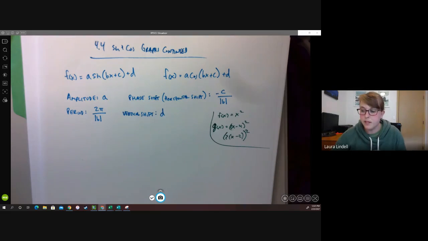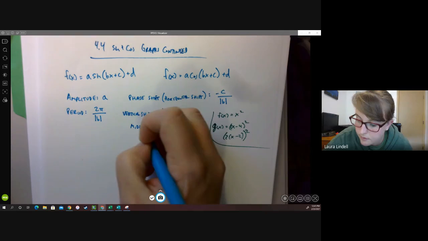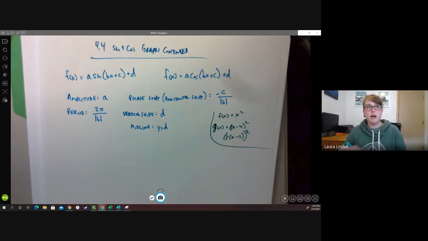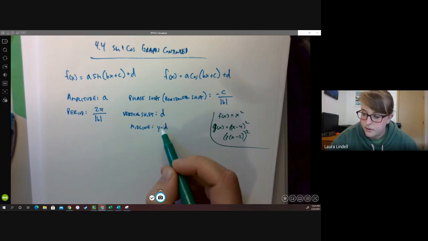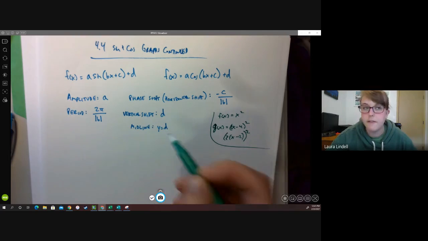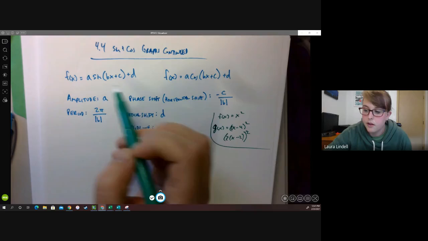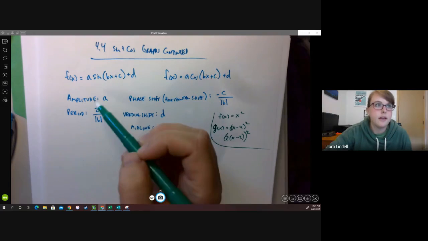And then the equation of the midline is just y equals d. So if you were trying to plot the midline like on Desmos or on your TI-84, you would just put in y equals whatever that d value is, and that'll be your midline for the function. And that's another way that you can help find amplitude and things like that, you know, from the graph itself or even from this, even though we already know that amplitude is A.